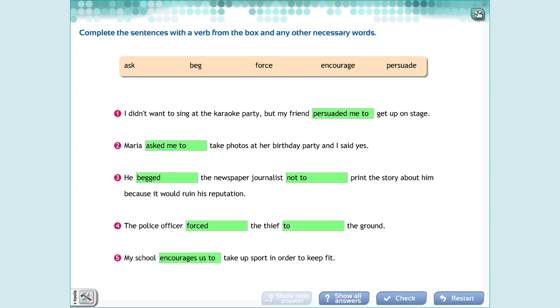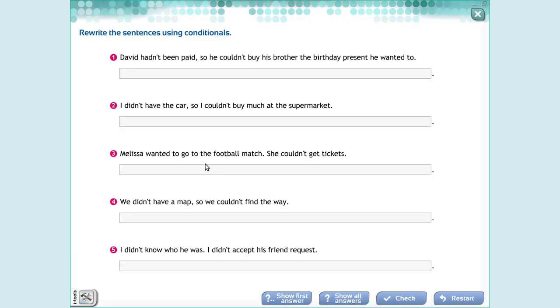The next exercise, exercise number 7, you are going to use conditions, okay? David hadn't been paid, so he couldn't buy his brother the birthday present he wanted to. So it's like, se o David tivesse sido pago, ele teria comprado o presente. So, it is third condition, past perfect, would have, and my verb in the participle form. If David had been paid, he could or would have bought his brother the birthday present he wanted.